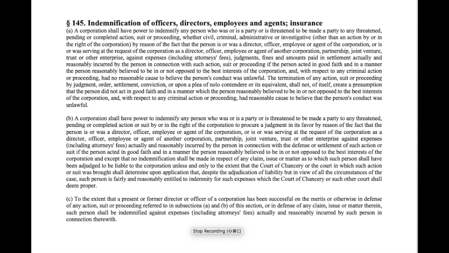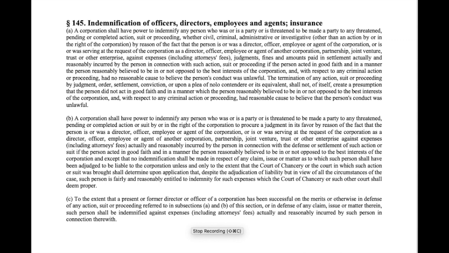Well, under subsection A, if it's not a derivative case, if it's not a fiduciary duty claim, we're told that the person can be indemnified by the corporation against, and here I'm quoting from the middle of that paragraph, against expenses, including attorney's fees, judgments, fines, and amounts paid in settlement actually and reasonably incurred by the person. So what does that mean? Well, that means you can actually be indemnified even for fines and judgments.